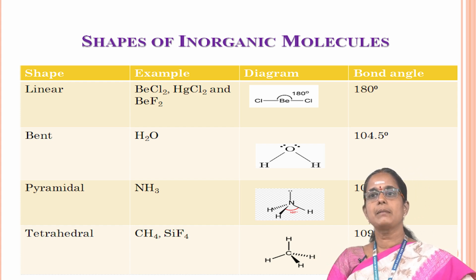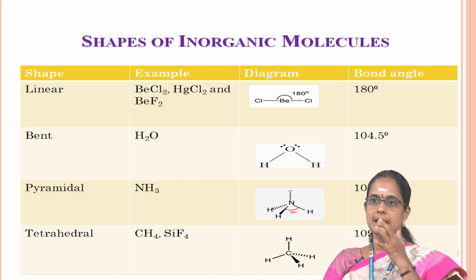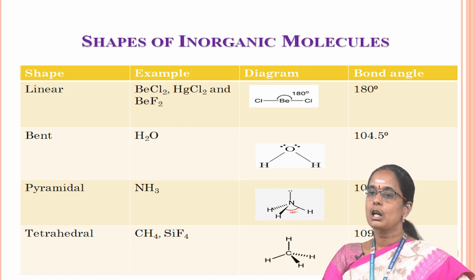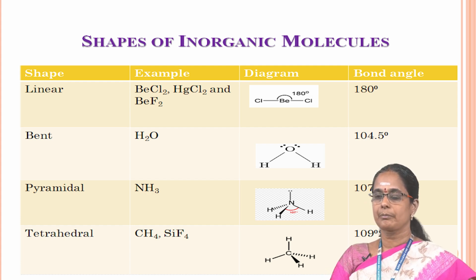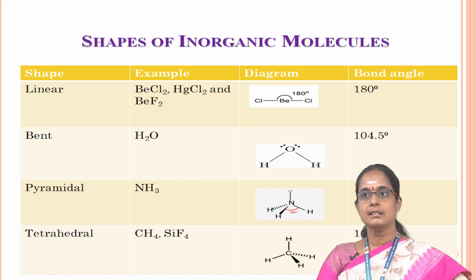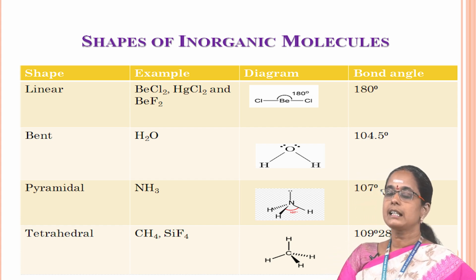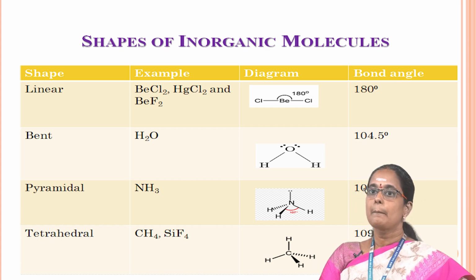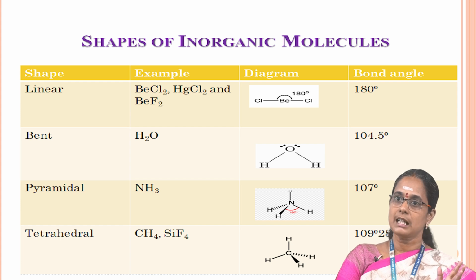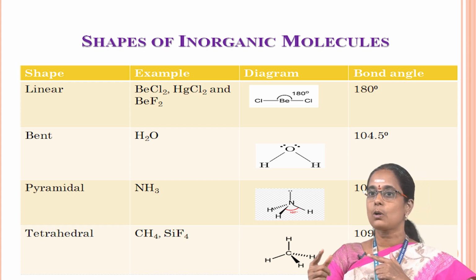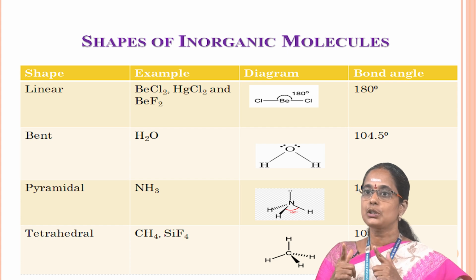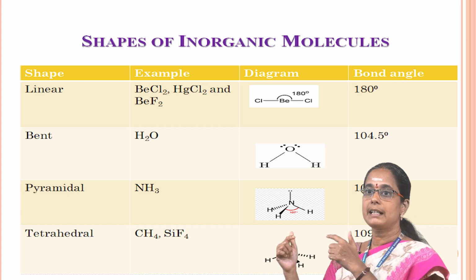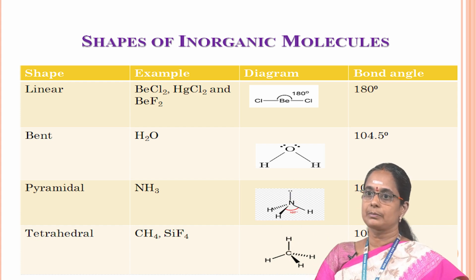The next one is the pyramidal shape. In the pyramidal shape, the example is the ammonia molecule. The ammonia molecule formula is NH3. The central atom is nitrogen. Nitrogen contains three bonding pairs and one lone pair of electrons. Because of electrostatic repulsion, it is expected that the three covalent bonds will be directed to three corners of the tetrahedron, while the lone pair will be directed towards the fourth corner.